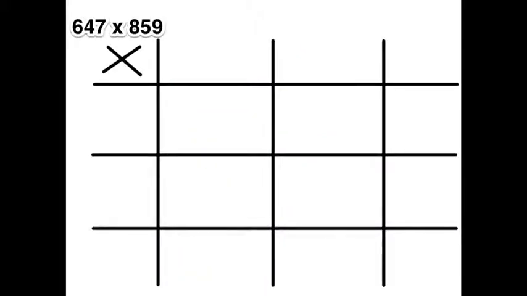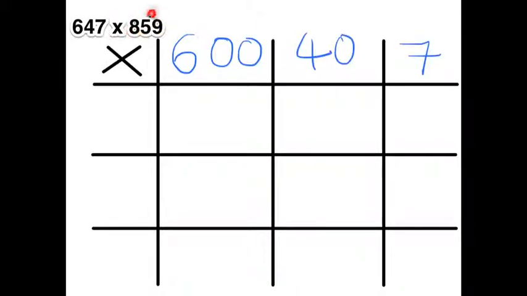This one looks more tricky because they are 3-digit numbers, but actually it's just as simple. So to start off, I need to do the first number, 647, which partitions into 600, 40 and 7. And then the next number, 859, I partition on the vertical axis into 800, 50 and 9. Now we have to multiply the numbers on the horizontal axis with those on the vertical axis to fill in the numbers in the middle.